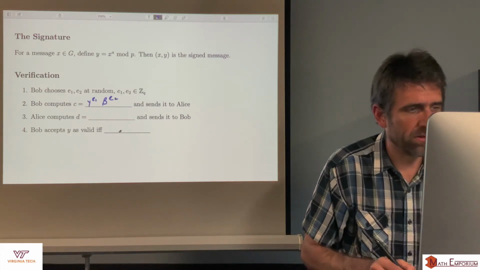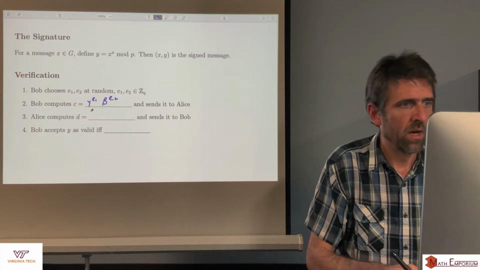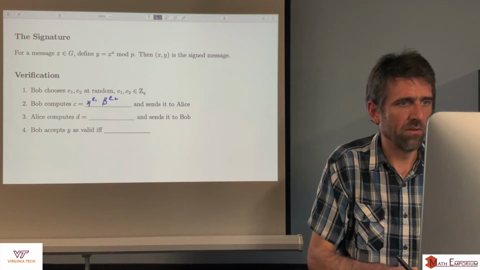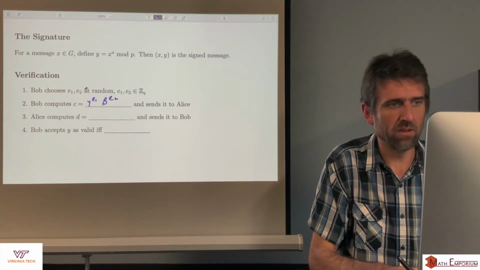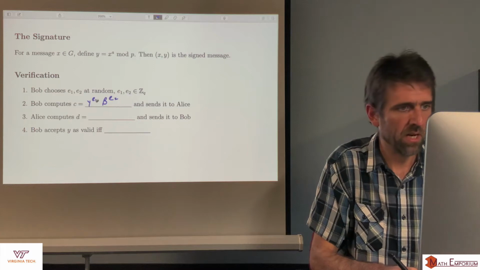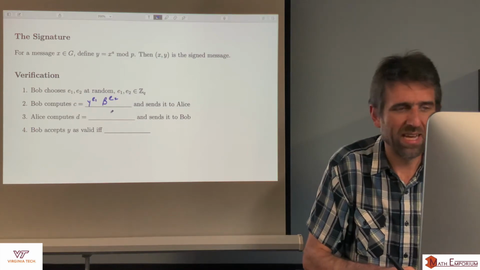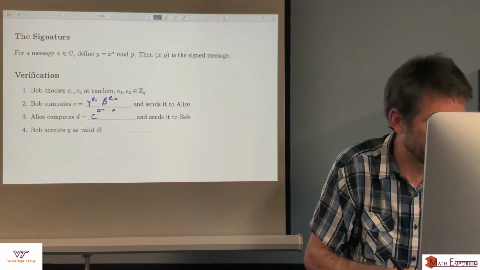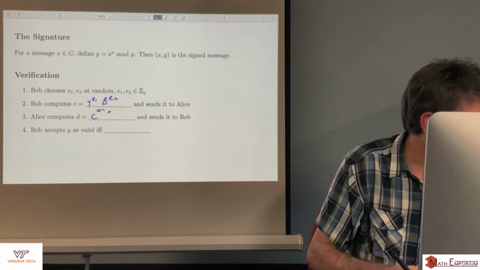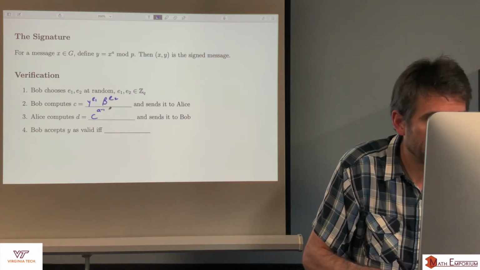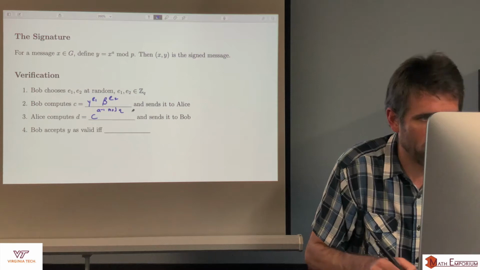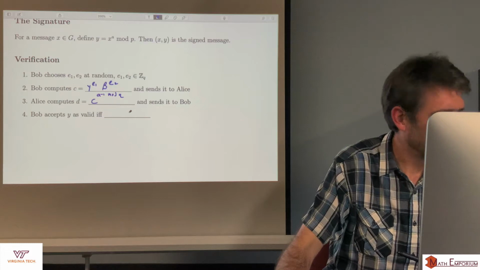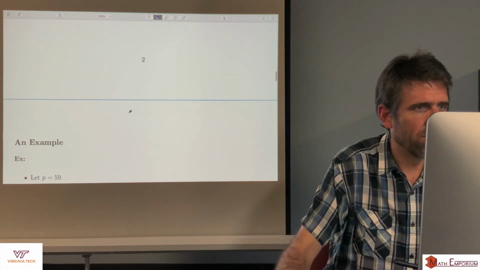Beta to the E2 for those choices of exponents. Okay, so Alice is going to compute D, and this is something Alice should be able to compute based only on the challenge, because Alice doesn't have access to these exponents. So D is simply going to be C to the A inverse, and remember, emphasis here, that inverse is taken mod Q.